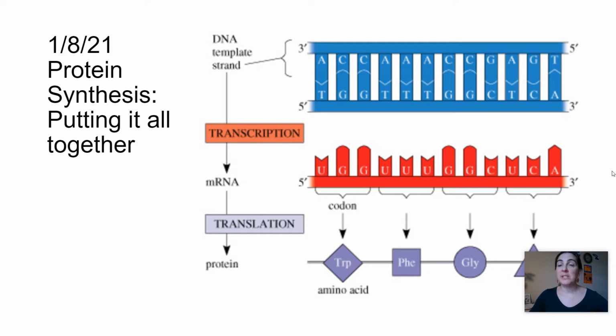Protein synthesis is the process that takes the instructions that are encoded in a gene, a section of DNA. That information is transcribed into a molecule of messenger RNA that then leaves the nucleus and goes out to a ribosome, where it's translated into a sequence of amino acids to build a protein.